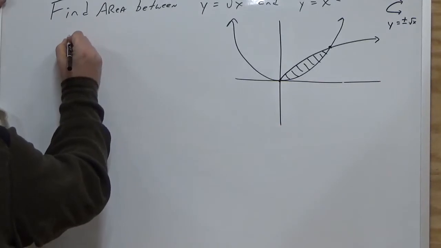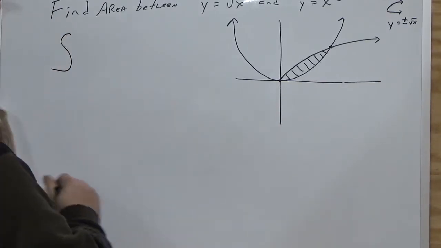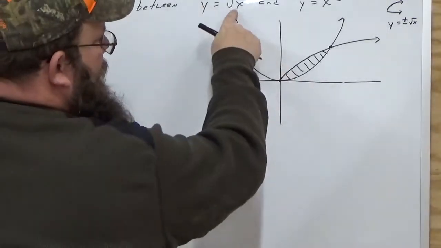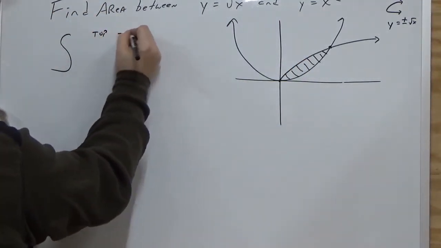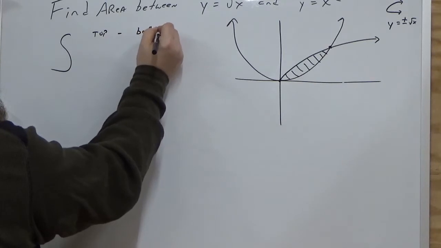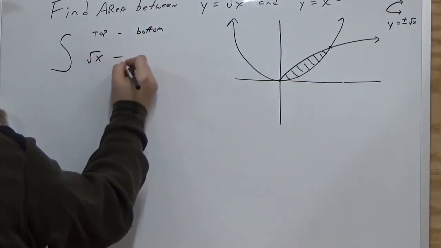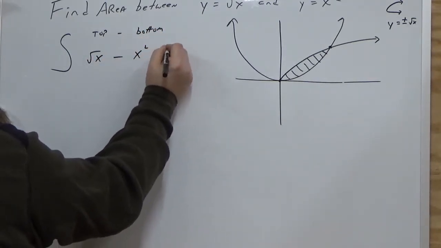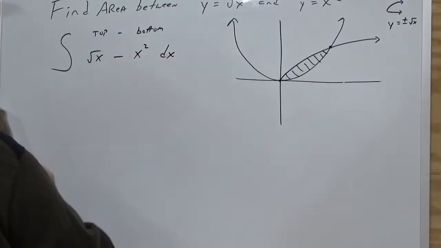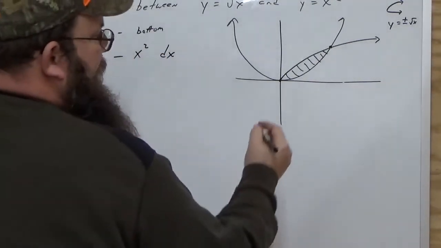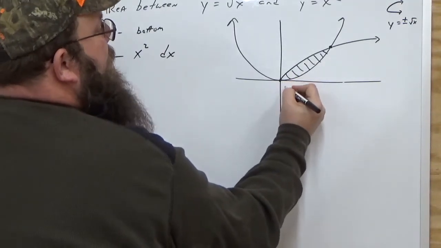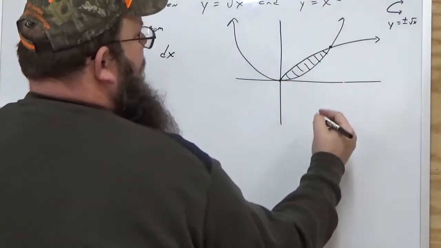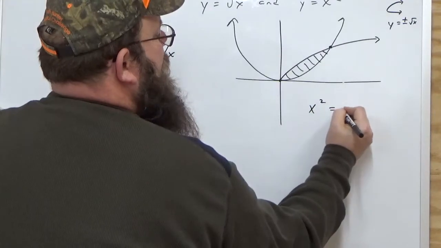So here I am. I'm going to put together my integral. As I look at that, I can tell that root x is on top. So again, top minus bottom. Square root of x is on top, minus x squared. There's my dx, the differential. Now, I've got to find this point. Well, everybody knows what that point's going to be. That's 0, 0. How am I going to solve this? Set them equal to each other.